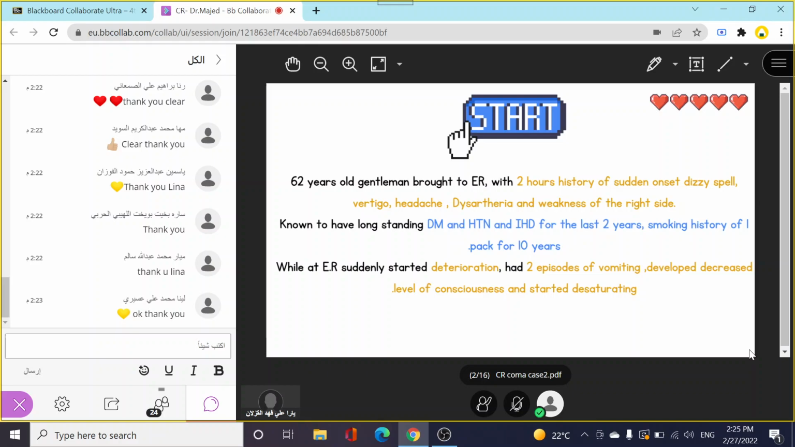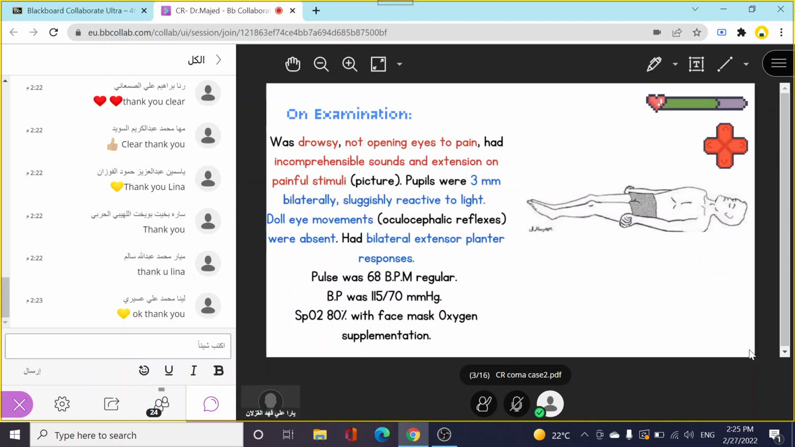So in examination, he was drowsy, not opening eyes to pain, had incomprehensible sounds and extension on painful stimuli as seen in the picture. All of these will be explained later. Pupils were 3 millimeters bilaterally, sluggishly reactive to light, so he's not reacting to the light. The doll's eye movement or the oculocephalic reflexes are absent. It will be explained later.